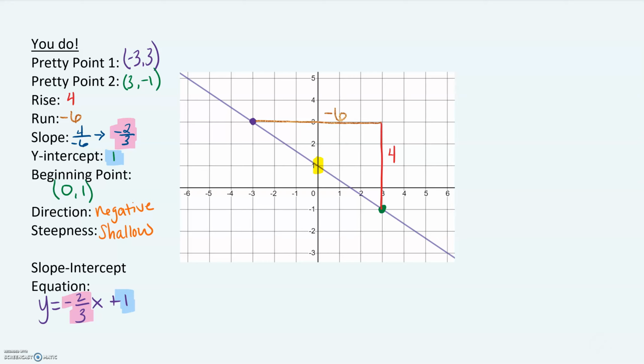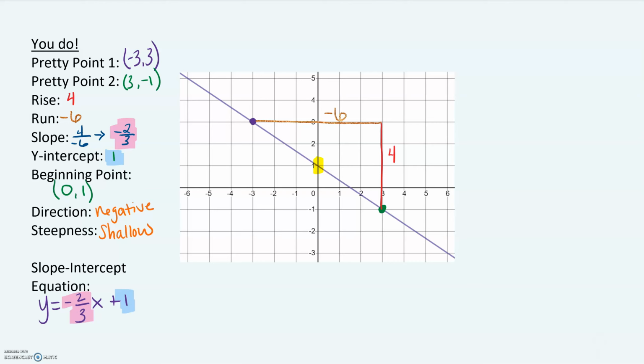But again, because we missed that pretty point in the middle, we need to reduce our fraction. So 4 and 6 can both be divided by 2, which is how I got my 2/3. And because that 6 was negative, my entire fraction is negative, which means that the direction is also negative. It points down or to the left, depending on how your teacher taught it to you.